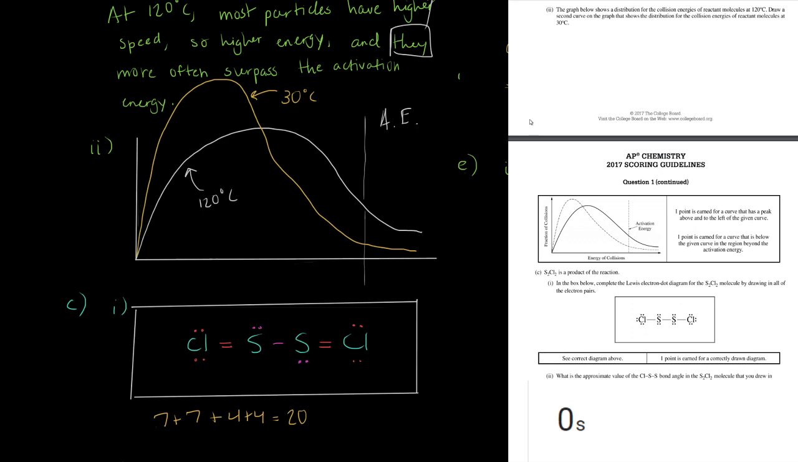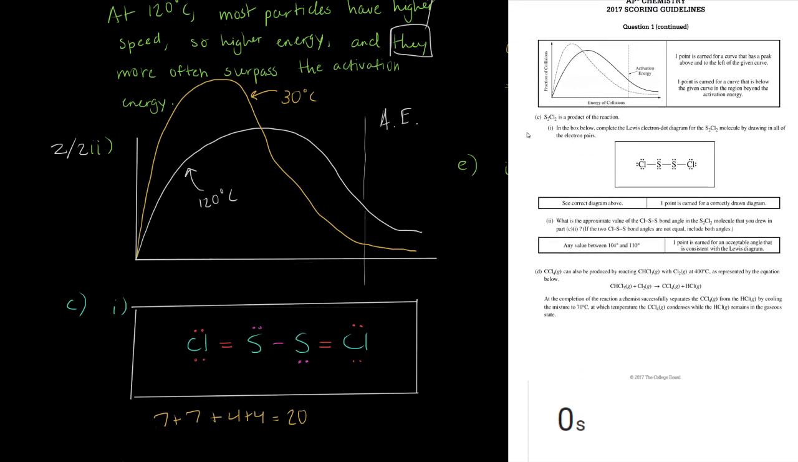So 1 point is earned for part II for a curve that has a peak above and to the left of the given graph. So yes. 1 point is earned for a curve that is below the given curve in the region beyond the activation energy. I earned both of those points, luckily, to make up for a... honestly, I understood it, so I would call it a silly mistake for the previous part, that I was not able to write it out correctly.